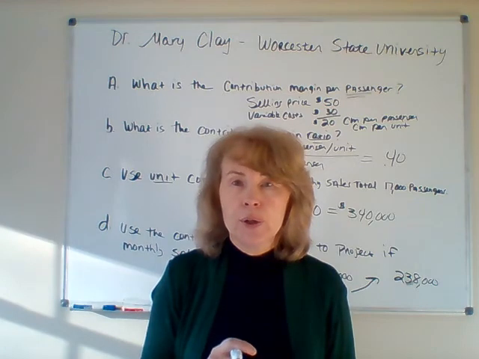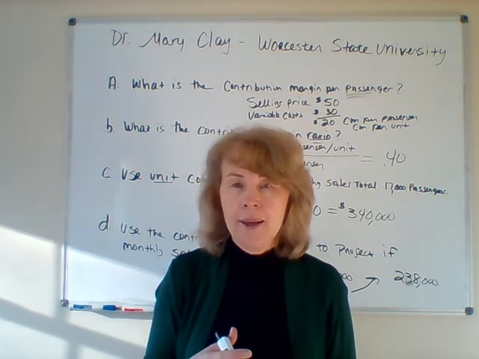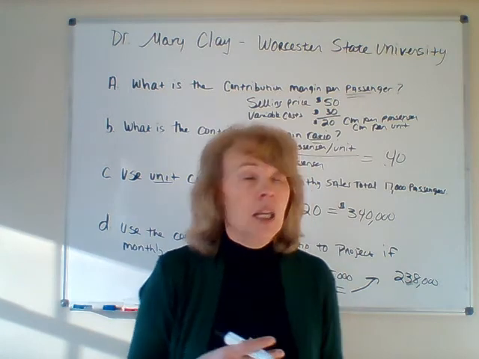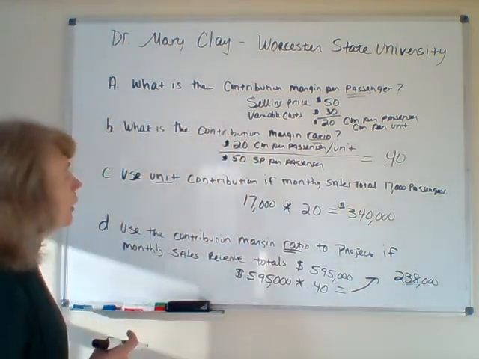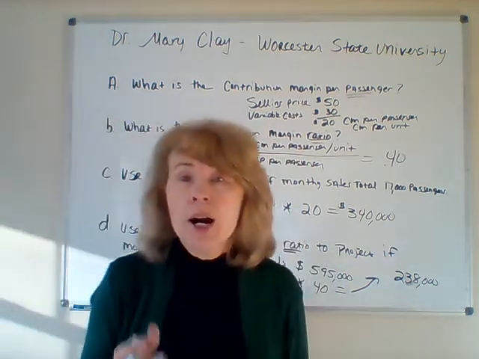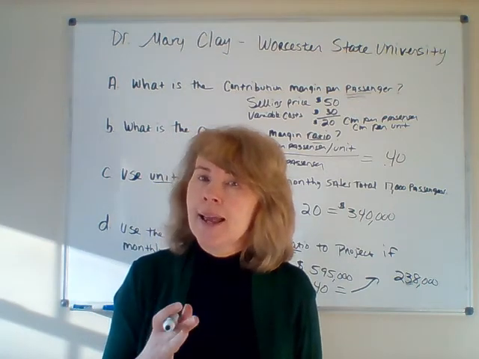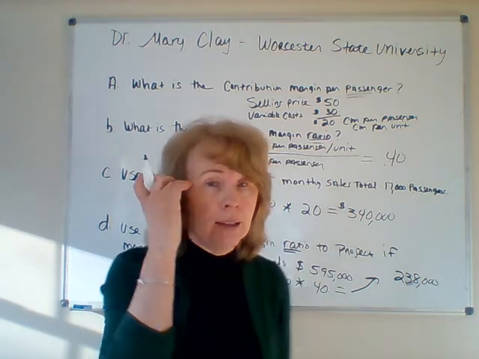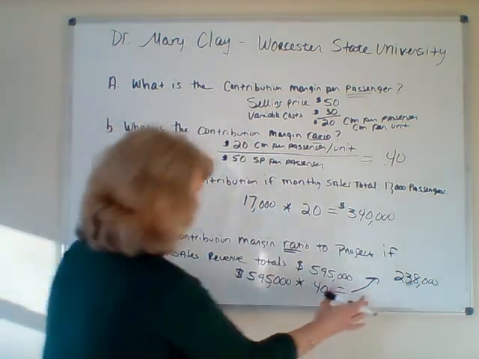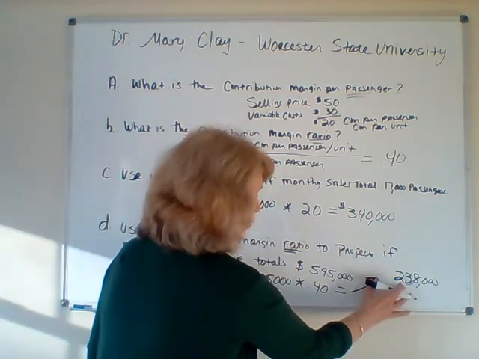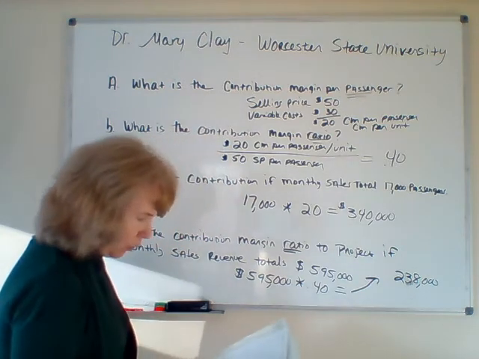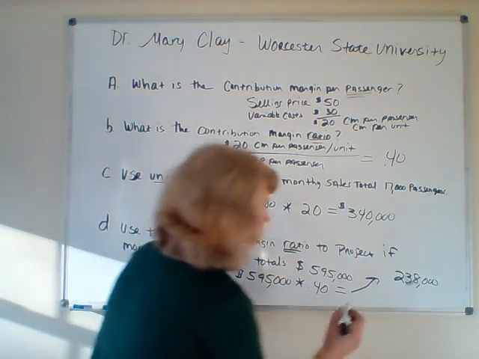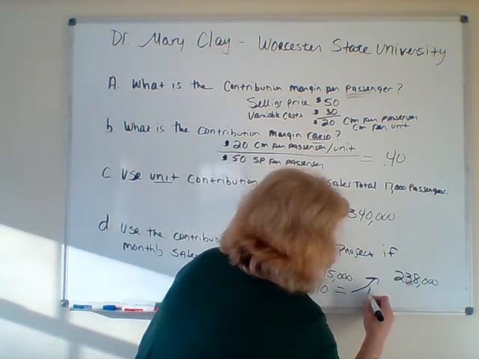Now it's asking for operating income. Now you're going to use fixed costs. Why? Because it's asking for operating income. If it was only asking for contribution margin, then that would be sales minus variable costs. But now it's asking for operating income. Well, this is your contribution margin right here. Now we're going to look at what the fixed costs were in this particular problem.